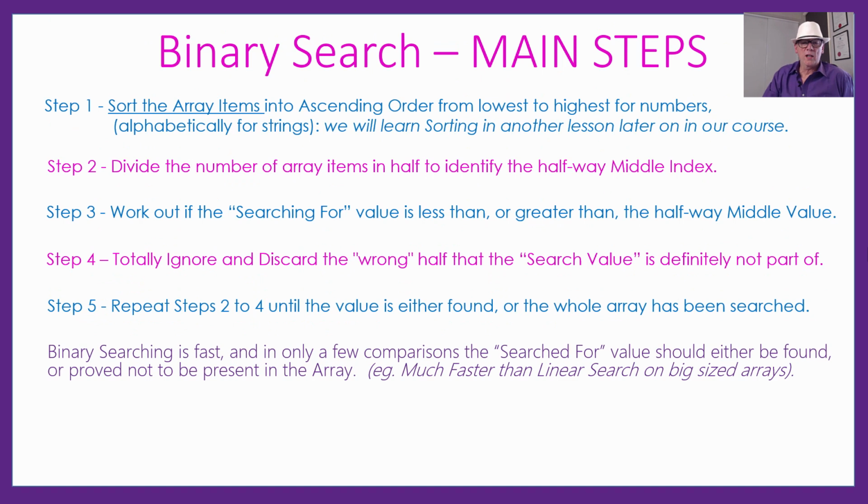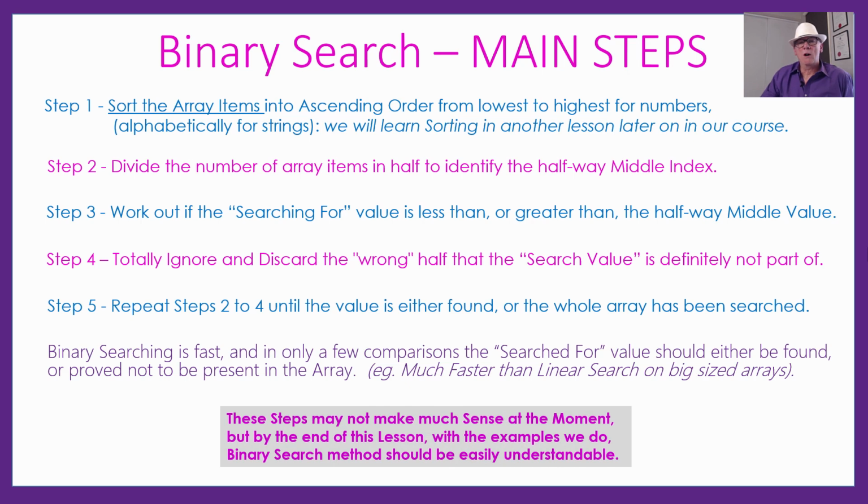So binary searching is really fast. And usually in just a few comparisons, we can find the thing that we're looking for. So it doesn't take that many steps. We call each step a process or a pass. We've passed through the data once looking for things. When we cut it in half again, it's called pass number 2 and pass number 3, pass number 4, and so on. Okay, so these steps might not make any sense at the moment.